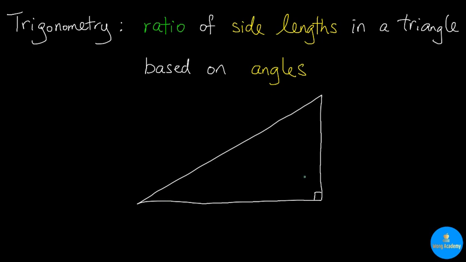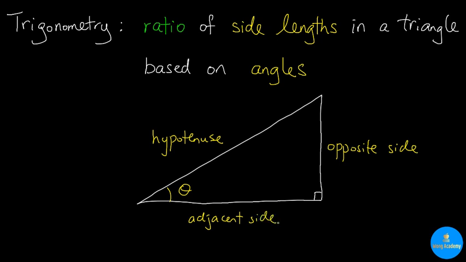In a right-angled triangle, the longest side is always called the hypotenuse, and the two shorter sides are called the legs of a right-angled triangle. If we mark one of these two angles with a Greek alphabet theta, then the leg that does not touch theta is called the opposite side to theta, and the leg that touches theta is called the adjacent side.